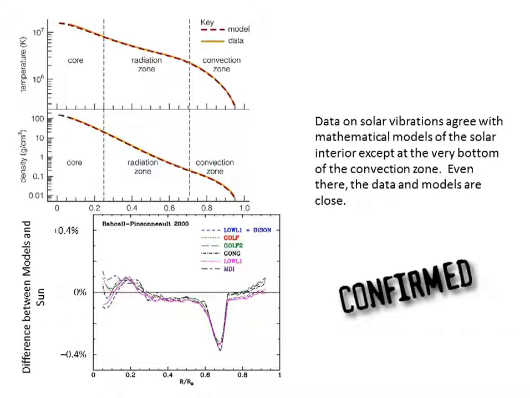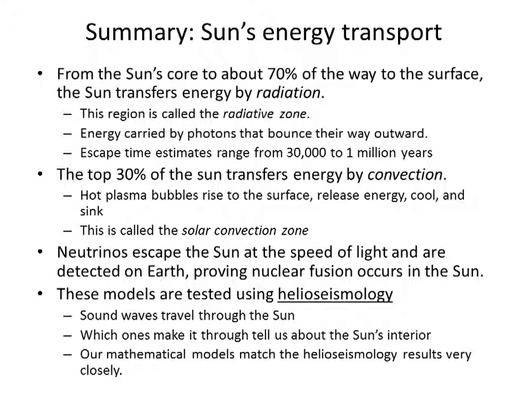at this boundary between where the sun is moving energy by radiation and where it's moving energy by convection. So in summary, the sun transports energy from its core to the surface in two ways. For the inner 70% of the sun, it transfers it by radiation, by photons bouncing around and slowly working their way outward. It takes them several thousand to a million years to work their way from the core to the edge of the radiation zone. At the edge of the radiation zone, the sun begins to transfer energy by convection, by the motion of material, hot material rising to the surface, releasing its energy as light, cooling off, and then sinking back again.